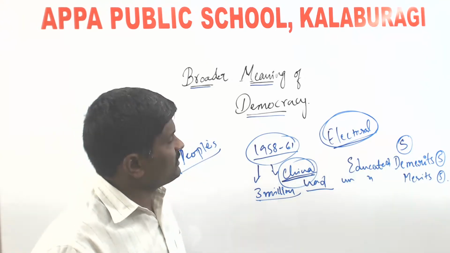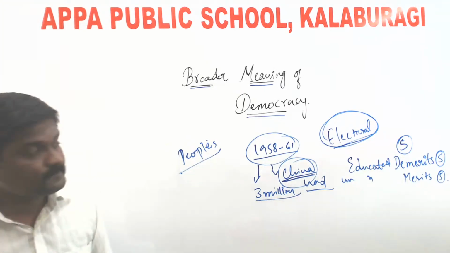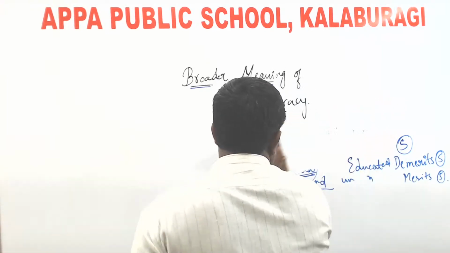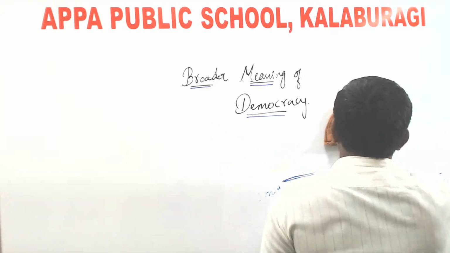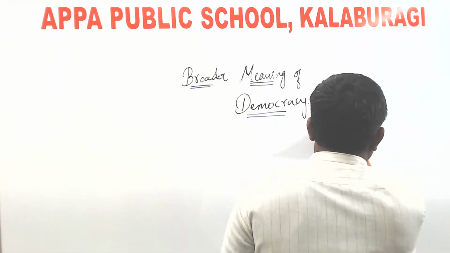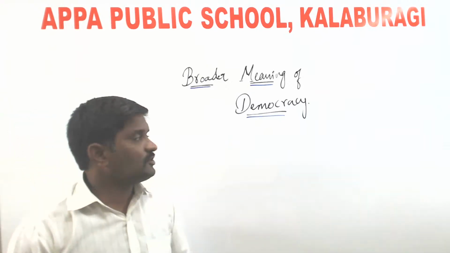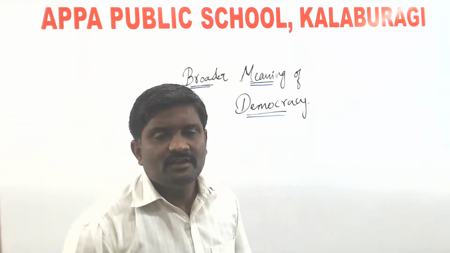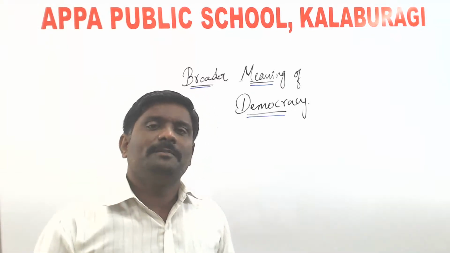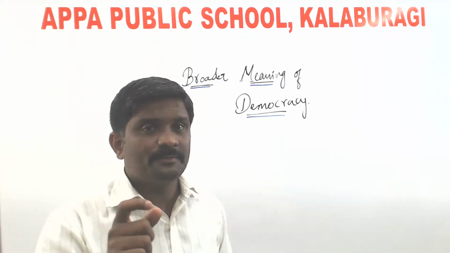So today we are going to continue with the next part of this chapter, that is the broader meaning of democracy. The most common form of democracy is representative democracy. In this, the majority of people rule through their elected representatives.